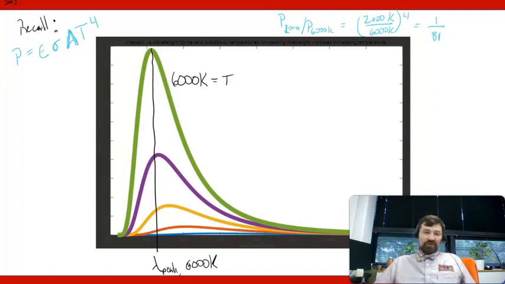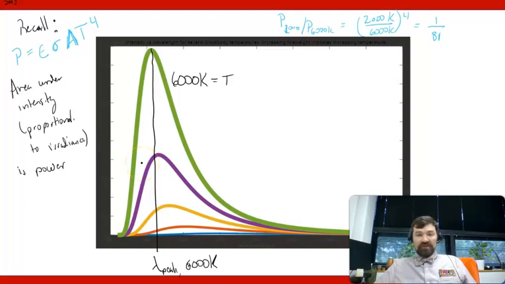So for what it's worth, the area under these curves should be proportional to, though not necessarily equal to, the power output. Again, I'm using an arbitrary axis here, so you get a proportionality only. But the area of irradiance, which is a function of wavelength, versus wavelength should get you a power. And so this should be about 81 times the area that this one has, hence why it's so much taller.